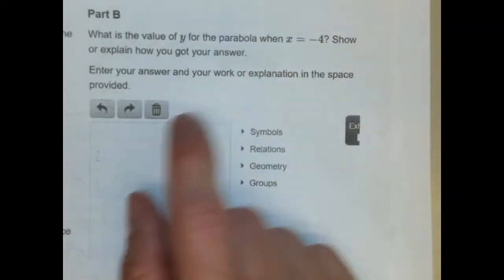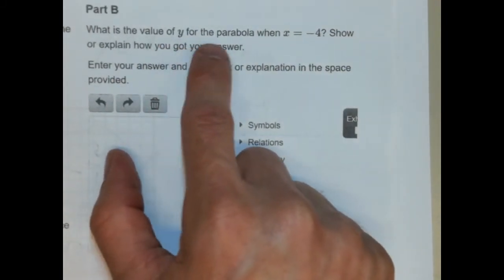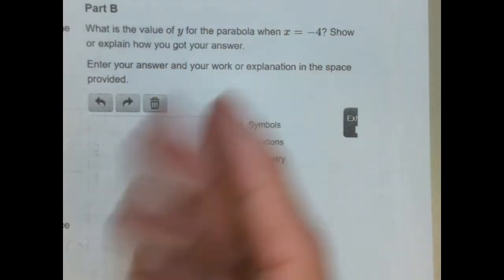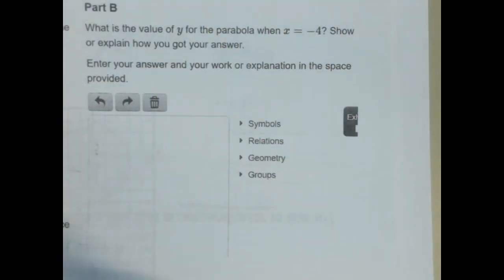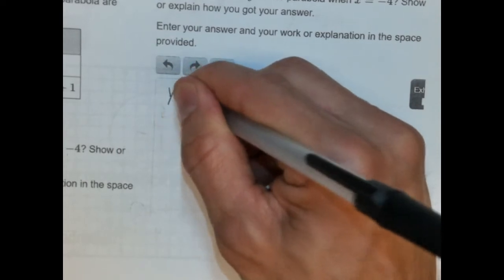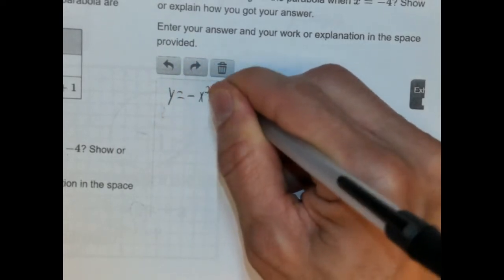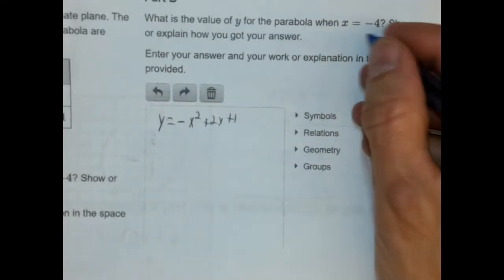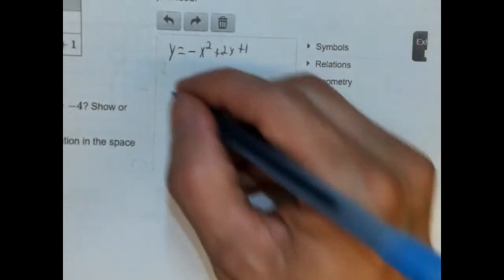Okay. So let's look at the second part here. What is the value for y of the parabola when x equals negative 4? Show or explain your answer. It's basically the same thing as we just did, only we're going to be plugging in this quadratic equation. So I'm going to rewrite the equation here. We're going to have y equals negative x squared plus 2x plus 1. And our x value is negative 4 again. So we're going to plug that in.